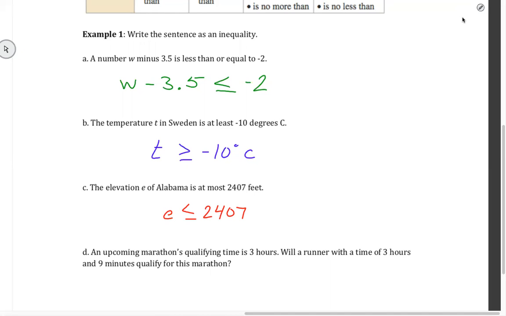And the upcoming marathon's qualifying time is 3 hours. So think of the Boston Marathon. Will a runner with a time of 3 hours and 9 minutes qualify for the marathon? Hope, what do you think? If you have to run a marathon in 3 hours to qualify, and I run it in 3 hours and 9 minutes, do I qualify for it? No, of course not. That one's easy. Big old no. You were running too slow.